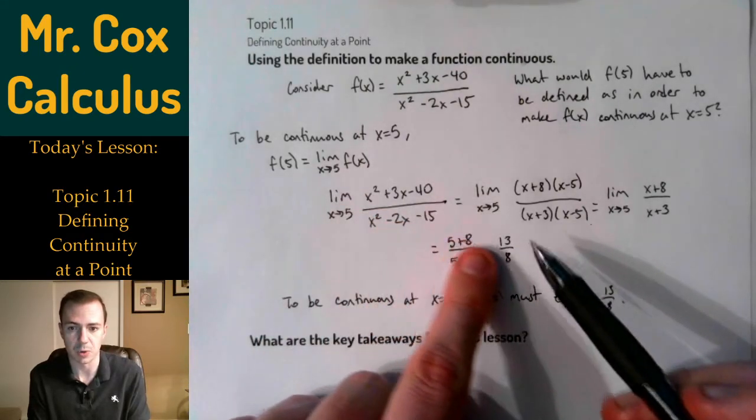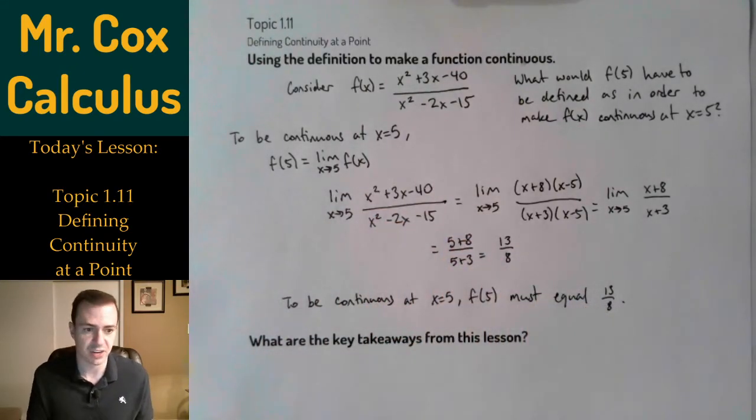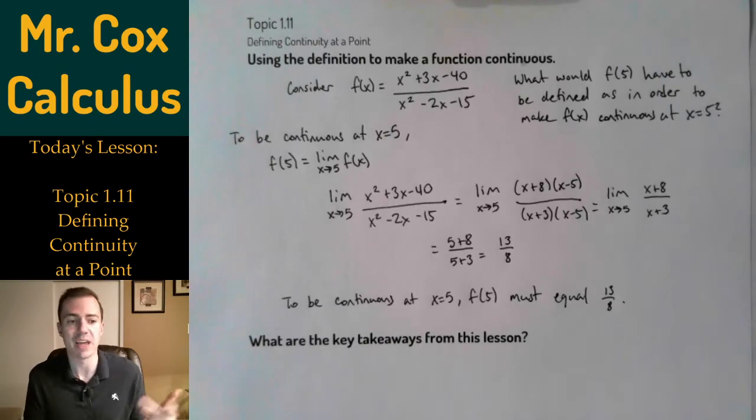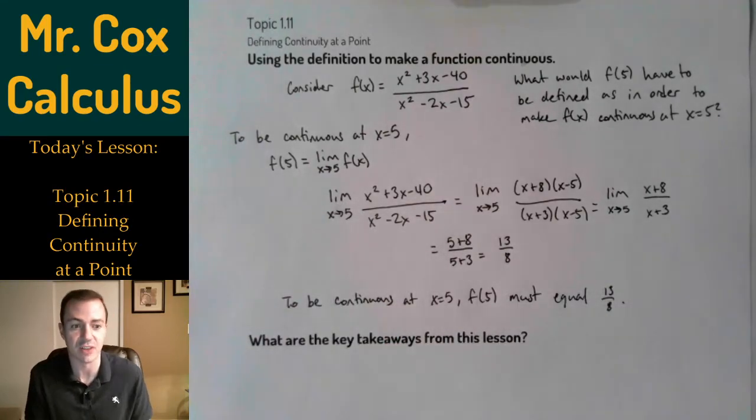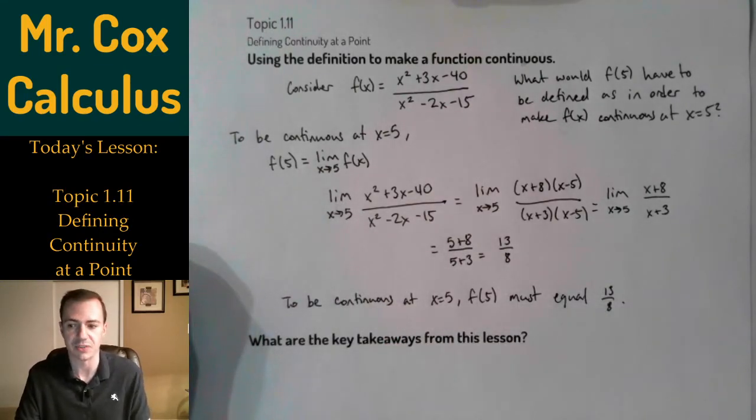So really, all we had to do to answer this question was figure out what the limit as x approaches 5 was, and then our definition of continuity said, okay, if you want to make it continuous, then that's also what f of 5 has to equal. So the answer really came down to us just having to find the limit as x approaches 5 of that function.